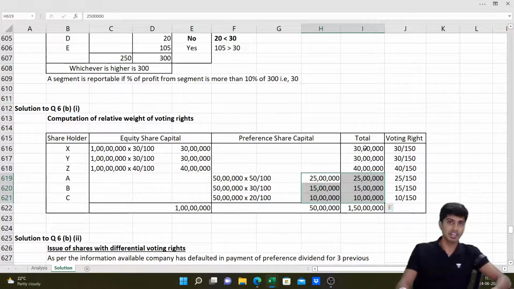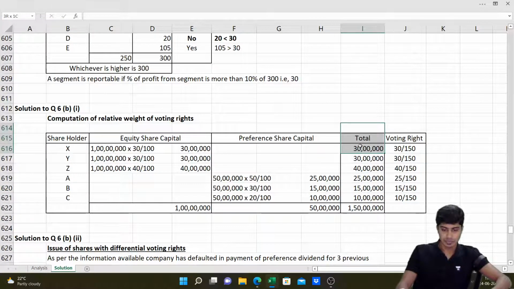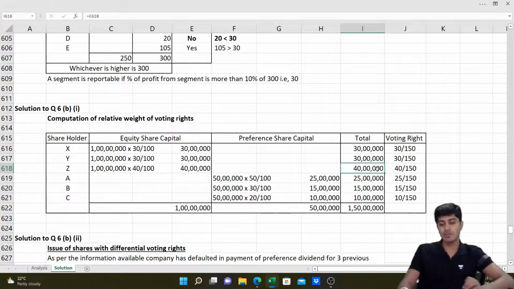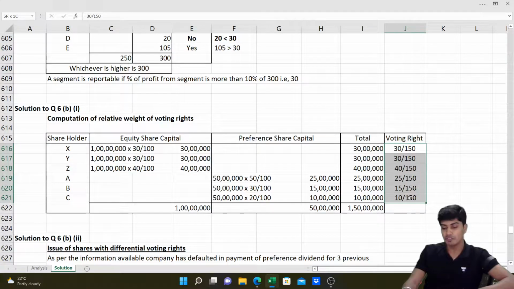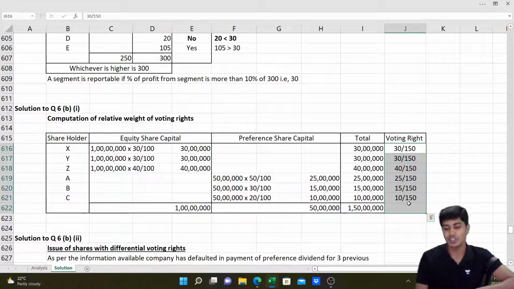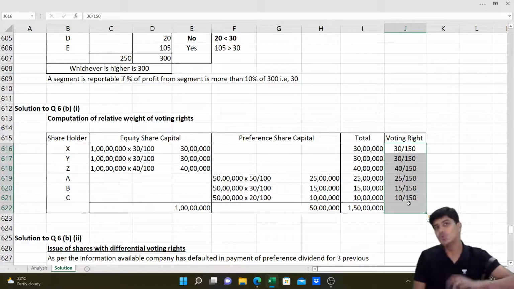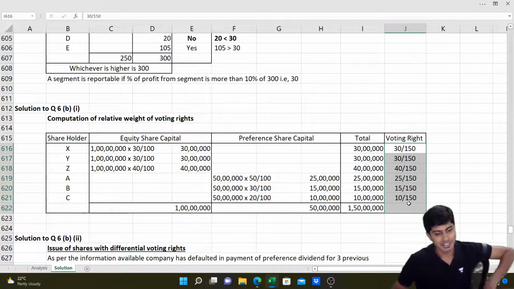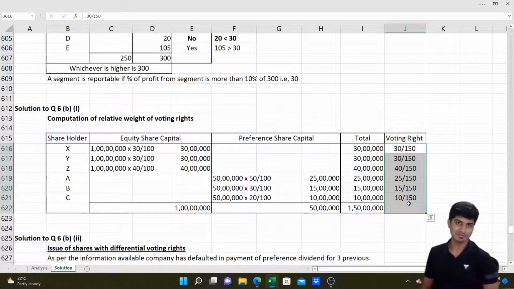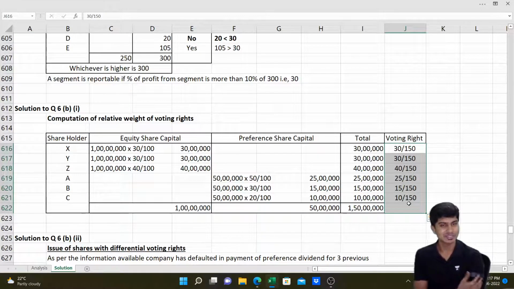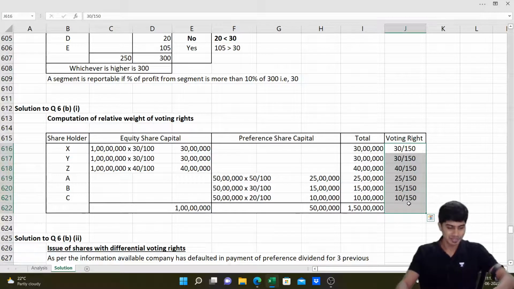Now on the whole, I'll start finding the percentage. 30 divided by 1 crore 50 lakh, and then 30 by 150, 40 by 150, 25 by 150, 15 by 150, and 10 by 150. Or I can say 30 is to 30 is to 40 is to 25 is to 15 is to 10. That is the new proportionate voting rights that each of the shareholders XYZ and ABC have respectively. Very easy, no? Absolutely easy one.